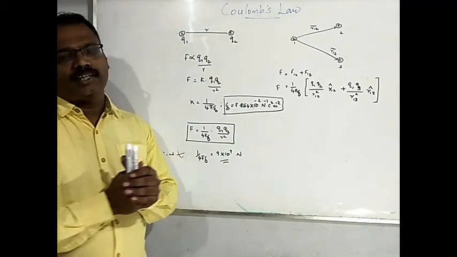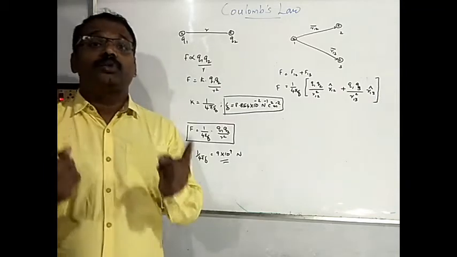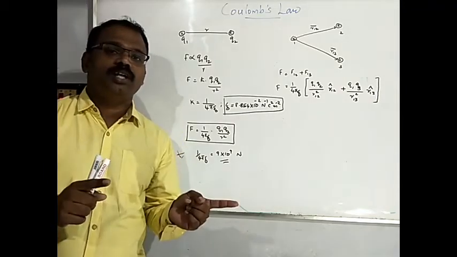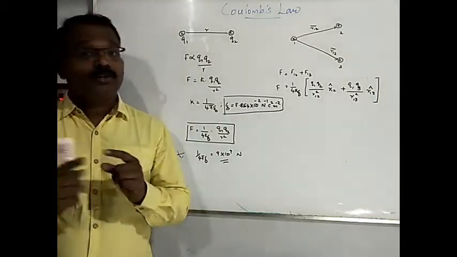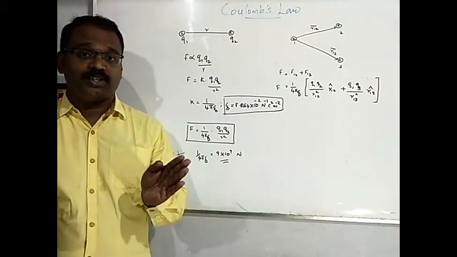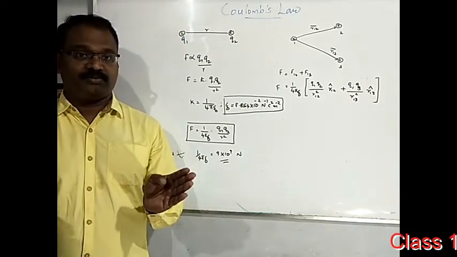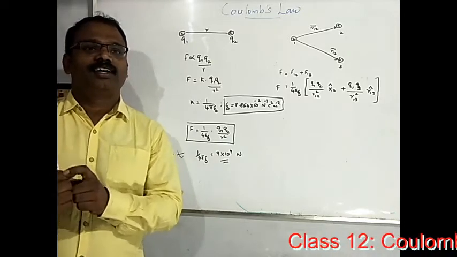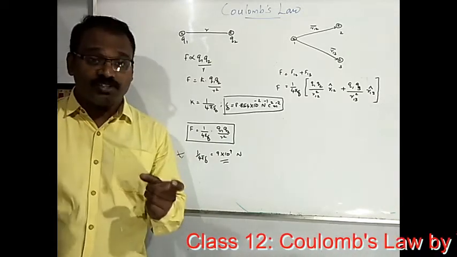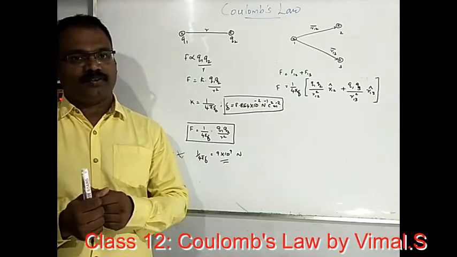Before that, we have learned there are two types of charges, positive charges and negative charges. And we know that the positive and negative charges always attract each other. We have learned that like charges repel each other and unlike charges attract each other.